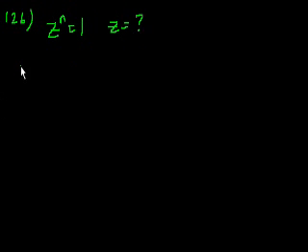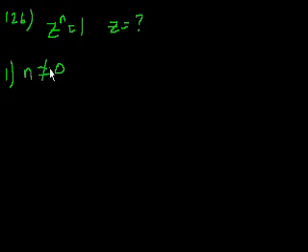Next problem. Switch colors. 126. If z to the n is equal to 1, what is the value of z? Z equals what? So statement 1 tells us n is a non-zero integer.